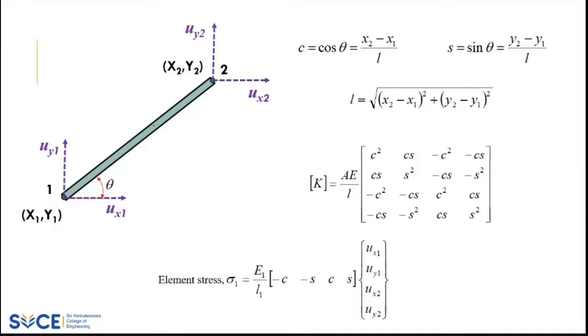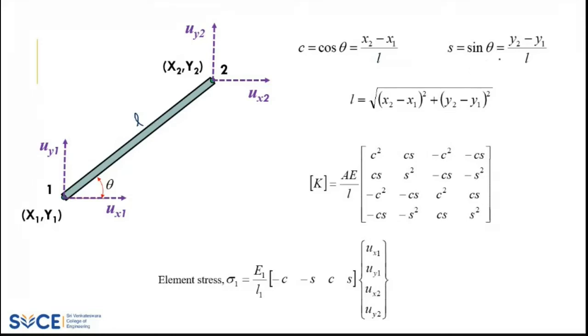If I have a truss element with nodal point 1 and nodal point 2, it will have four displacements: ux1, uy1 and ux2, uy2. The coordinates at node 1 are x1, y1 and at node 2 are x2, y2. To identify C, which is nothing but cos theta, cos theta is x2 minus x1 divided by L. We are just identifying the trigonometric relation. x2 minus x1 is your horizontal distance and L is the hypotenuse, the length of your element, so it is adjacent side by hypotenuse. Written as a formula, x2 minus x1 divided by L.